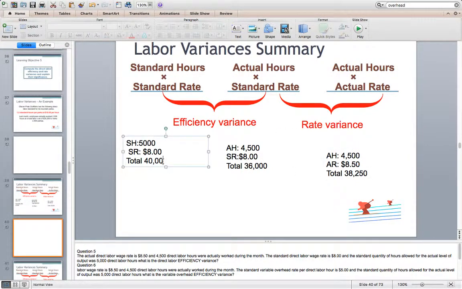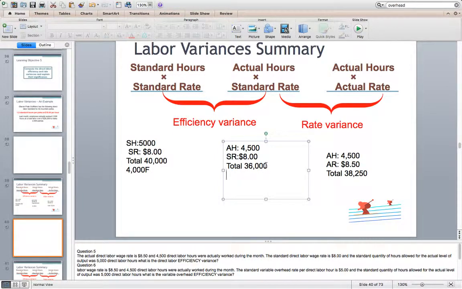So the difference between 40,000 and 36,000 is 4,000. Will this be favorable or unfavorable? So the standard says you should have used 5,000 hours, and you actually used 4,500. So that's a good thing. You came in under budget. Favorable. Over here, 36,000 compared to 38,250.